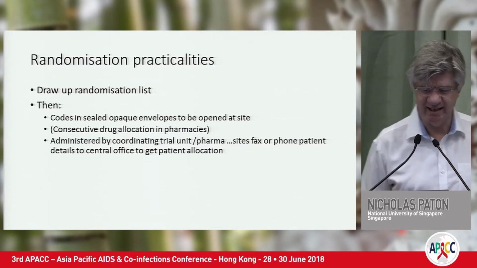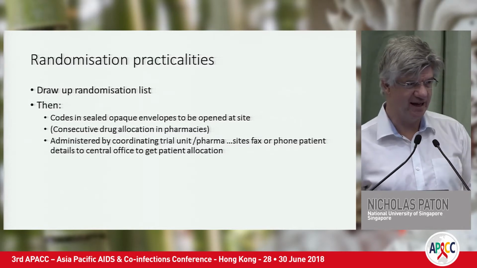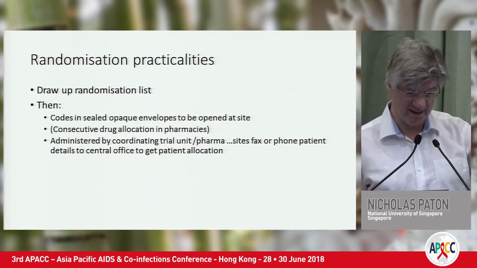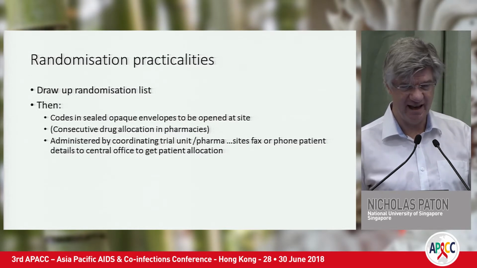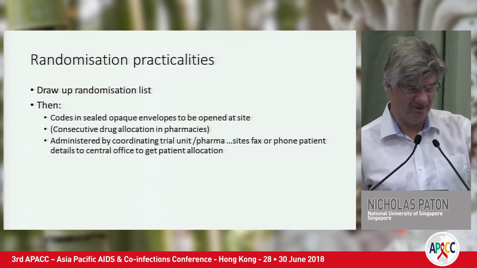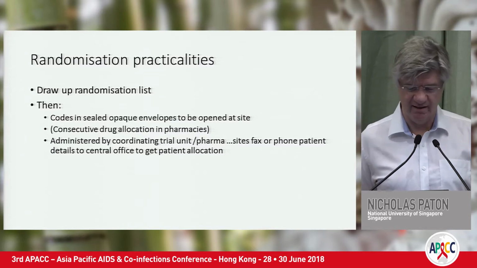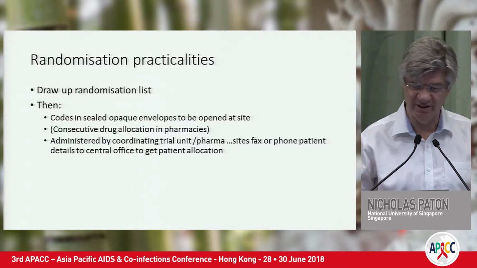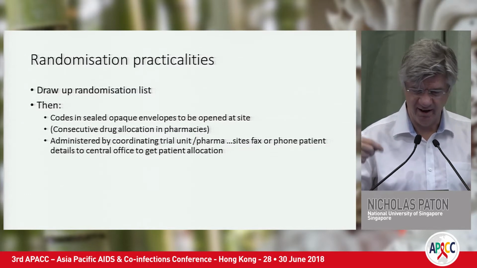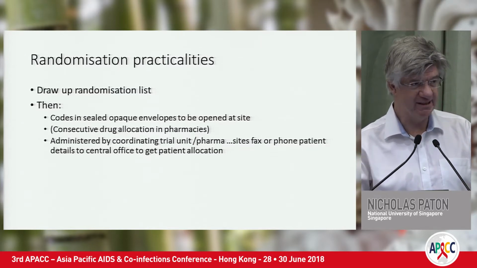But the best thing is you have a central coordinating center, independent, that holds this, and then the people who are actually seeing the patients and randomizing, they have to contact that third party who then tells them what the randomized allocation is, and then you're protected against any risk of cheating, or more importantly, any perception of cheating.